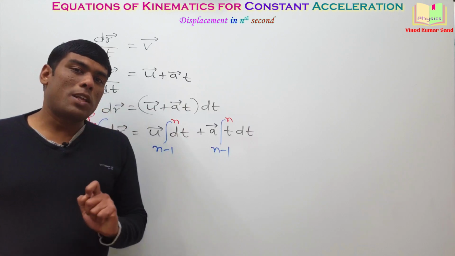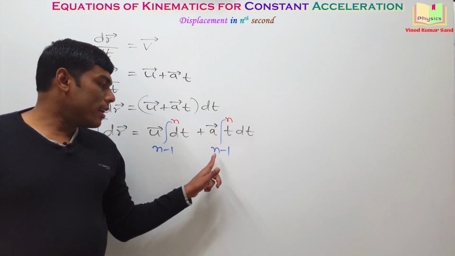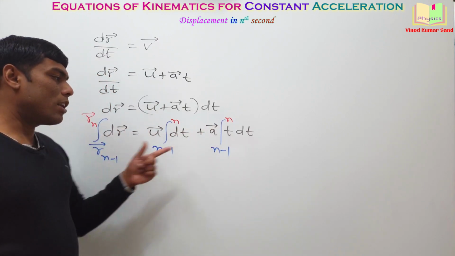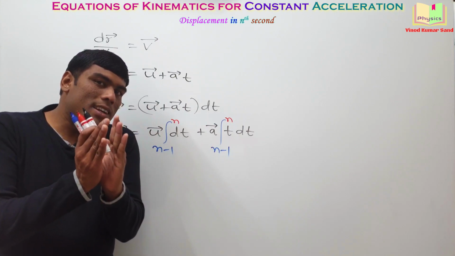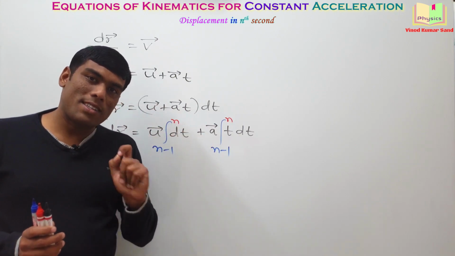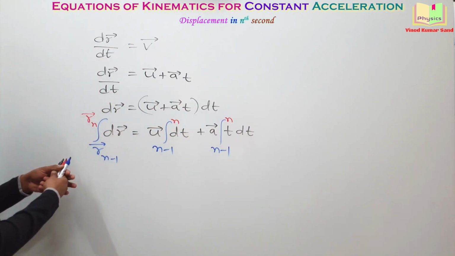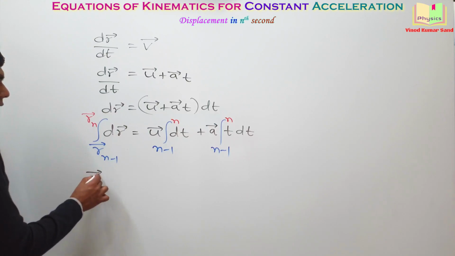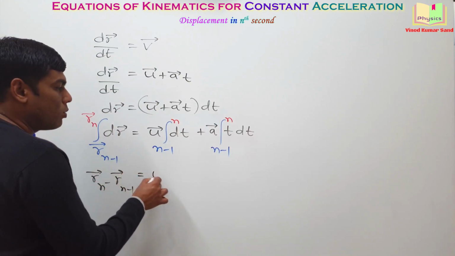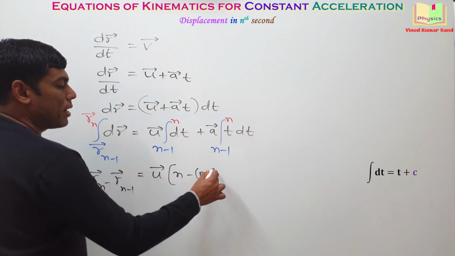Suppose you need the displacement in the 6th second, then n here is 6 and this is 6 minus 1, means 5. So actually this equation will give you the displacement in the time interval 5 to 6 second, means the displacement in the nth second, displacement in the 6th second. Getting it? Let's do the computation. This will be Rn minus R(n minus 1) is equal to u, and here will be n minus 1.